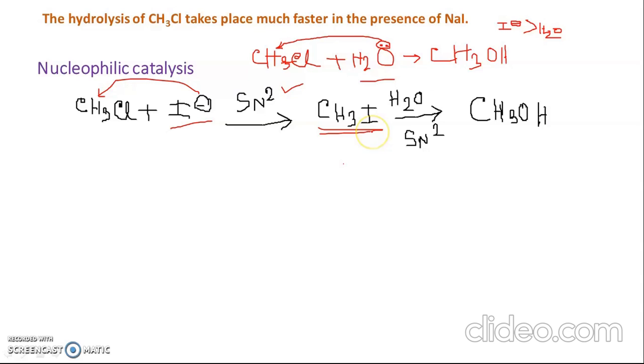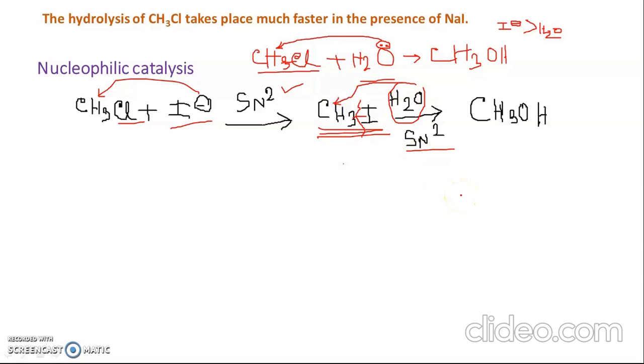Now see, I minus is a good nucleophile compared to H2O. And another benefit that we are getting from I minus is that I minus is also a very good leaving group compared with Cl. So when you are not using NaI, your leaving group is Cl. But now when you are using NaI, this product is formed first. And as I minus is a better leaving group, the carbon-iodine bond can be easily broken. So now in the second SN2, H2O, that is our actual nucleophile, will attack this carbon and I minus will be removed very easily.